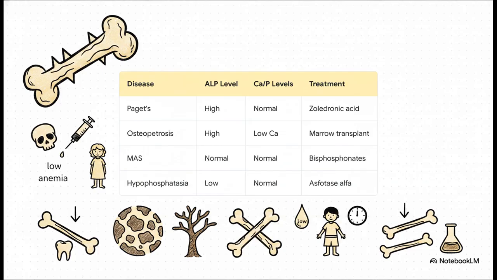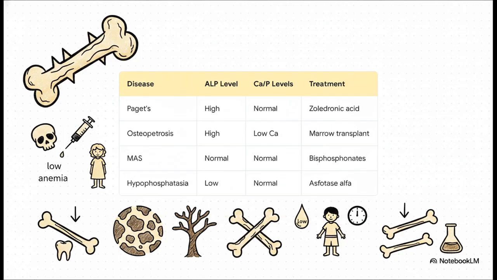Tracing the ALP levels, that's your best compass here. If ALP is markedly elevated with normal calcium and you see expanded bone, it's Paget's. The key complication to watch for there is osteosarcoma, and you treat it with zoledronic acid. If the bones are dense and brittle, and the child has low calcium and anemia, you're looking at infantile osteopetrosis, which is fatal without a bone marrow transplant.